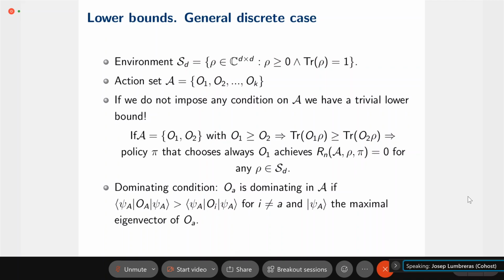So in that case, we define what we call a dominating condition. We say that an observable is dominating in the action set if the overlap of this observable with its maximal eigenvector, so the eigenvector of this observable with the highest eigenvalue, is always greater than the overlap of this maximal eigenvector with any other observable of the set.